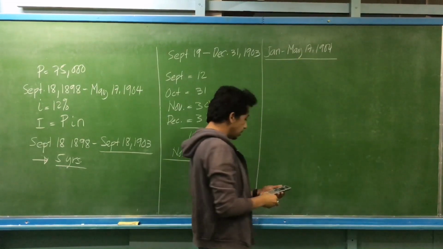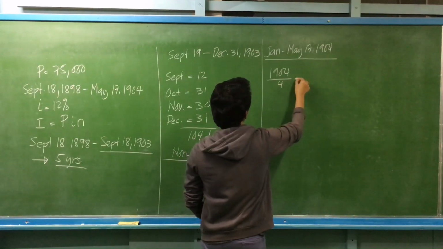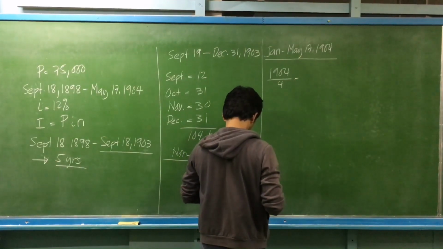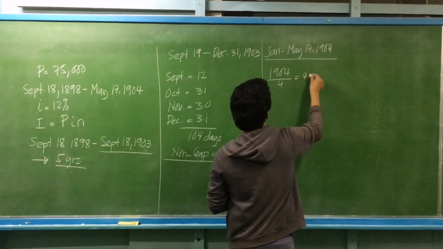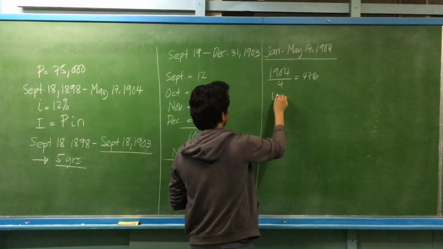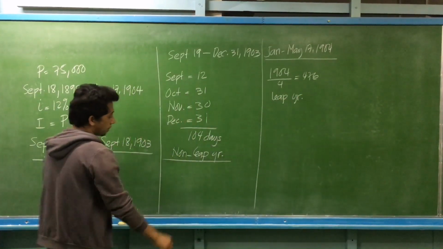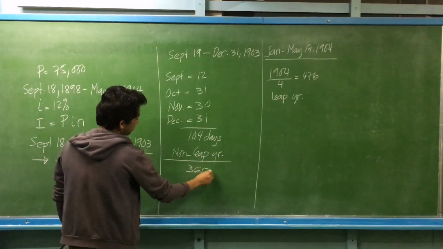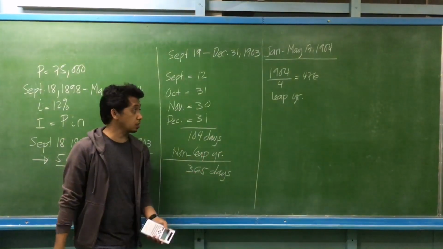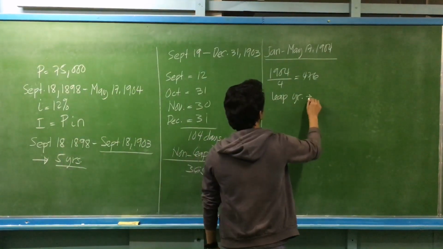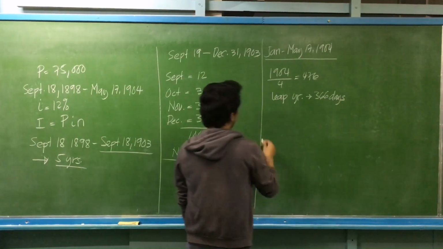Okay? So 1904, kung i-observe natin yun, is it divisible by 4? So divided by 4, this is equal to 476. So therefore, this is a leap year. So, non-leap year, ilang araw? Kapag non-leap year, this is 365 days. Yun yung kanyang division. Mamaya kung i-convert natin sa year. Kapag leap year, alam naman natin na it is 366 days. So, kailangan natin bilangin yung number of days.